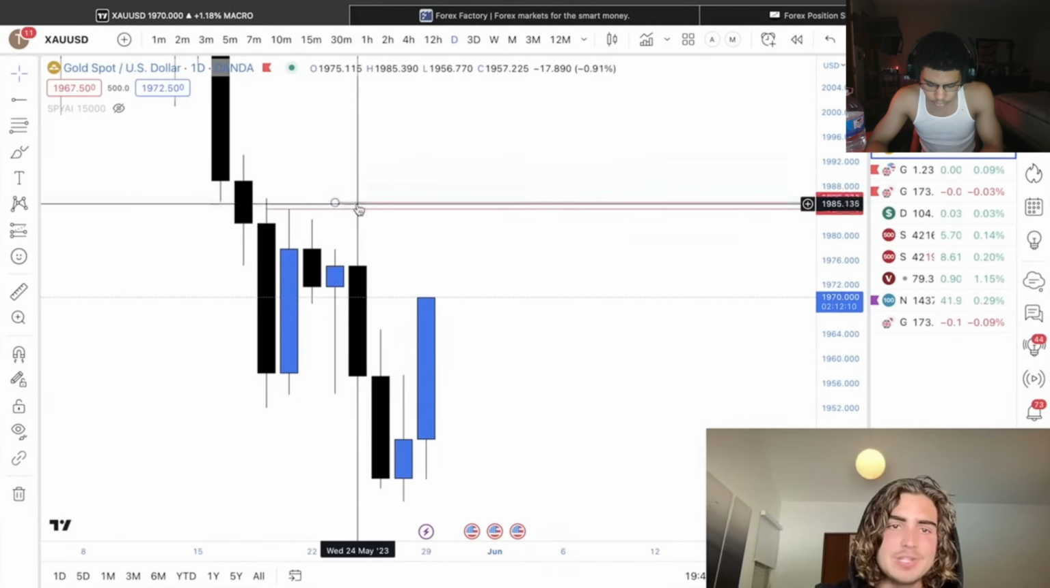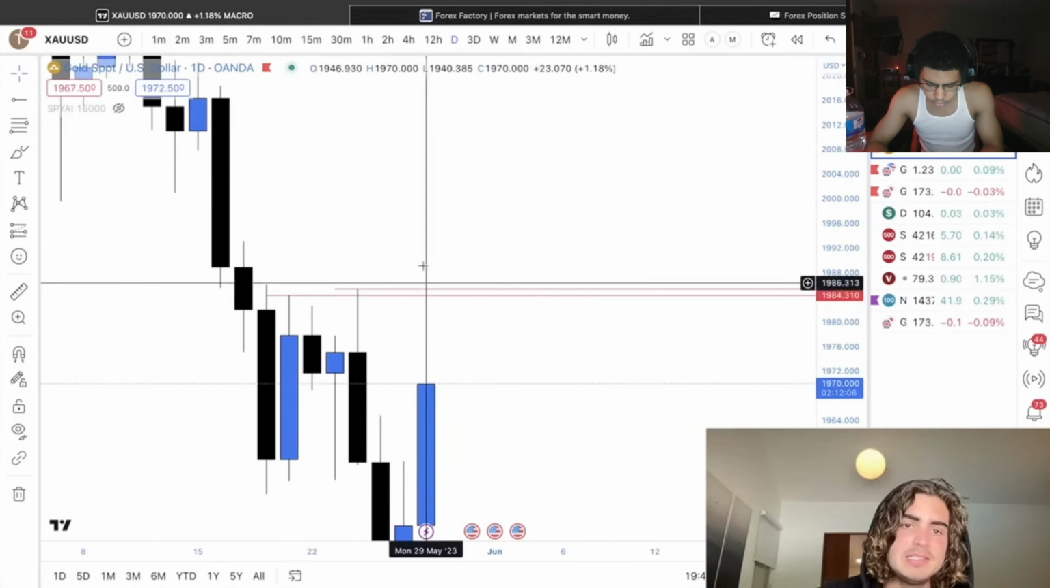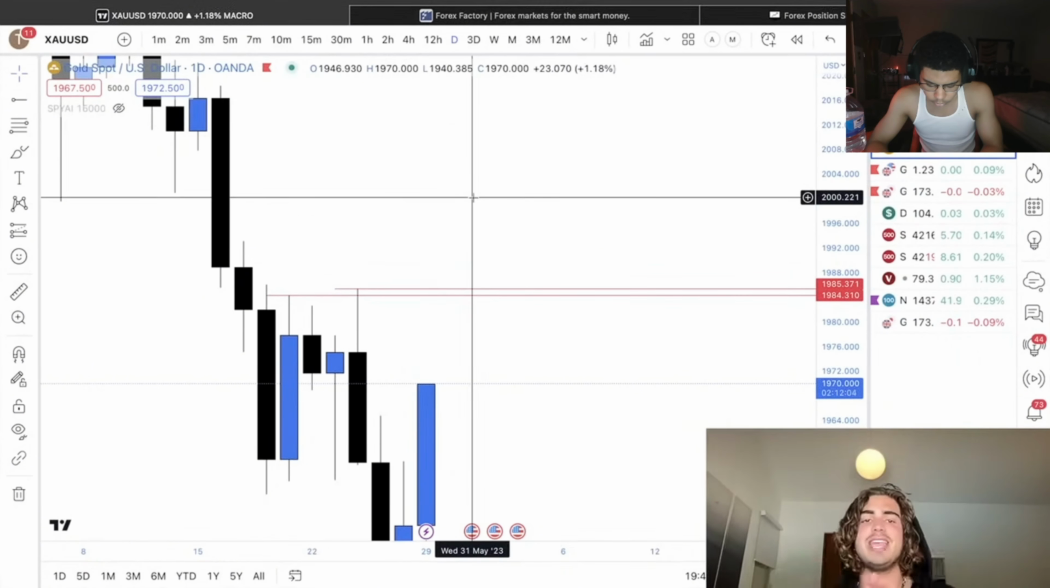So, we get this wick going higher than this wick, but we don't care because it doesn't close above it. It is not a break of structure unless the candle closes above it. Write that down. It is not a break of structure unless the candle closes above a high or below a low.